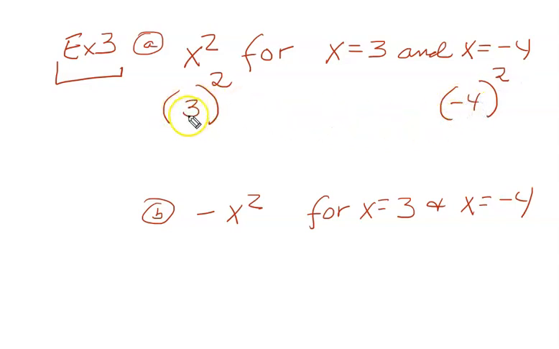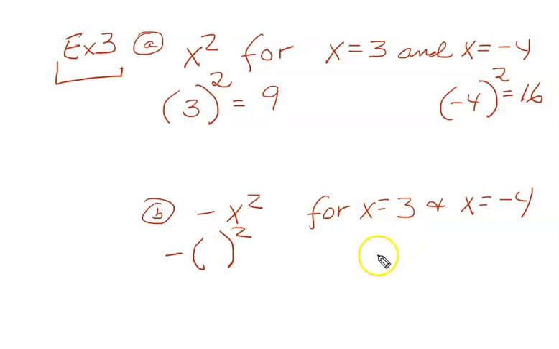So here our base is 3 that we're squaring. So this is 9. Now here our base is a -4 because of the grouping parentheses. -4 times -4 is a positive 16. Now here, note the difference. Here our base is only the x.